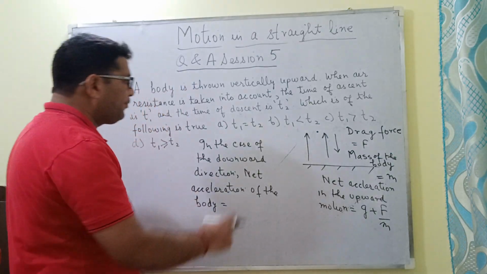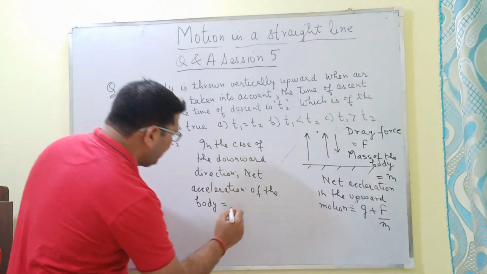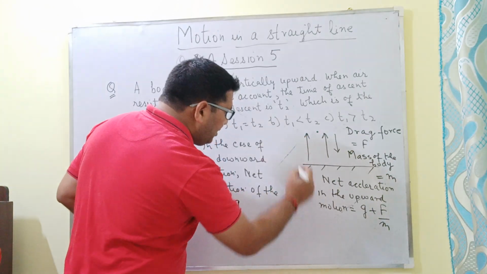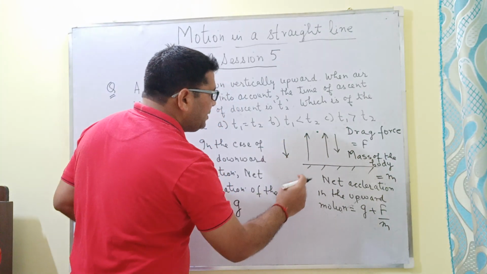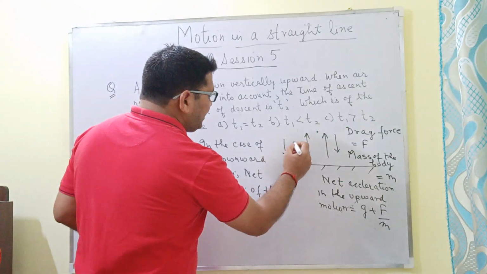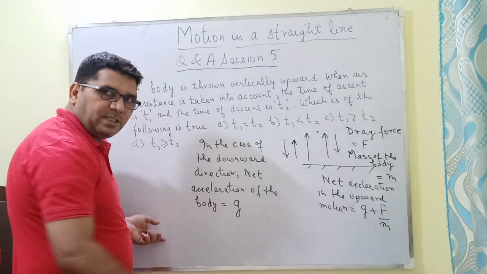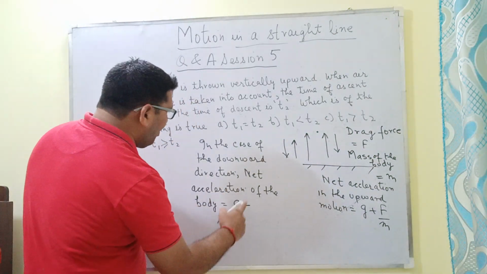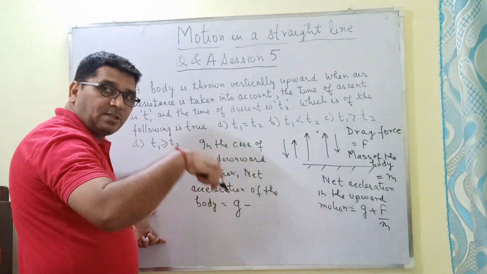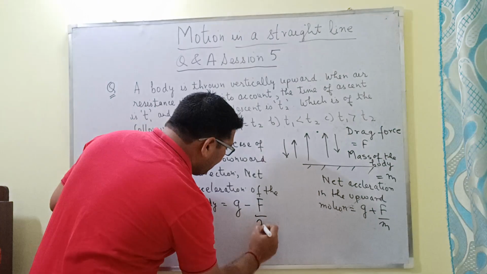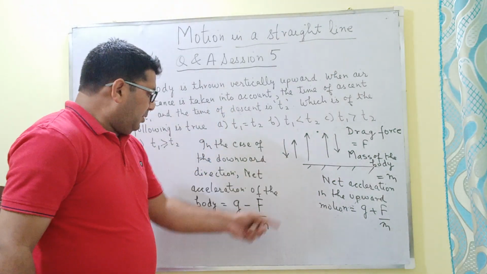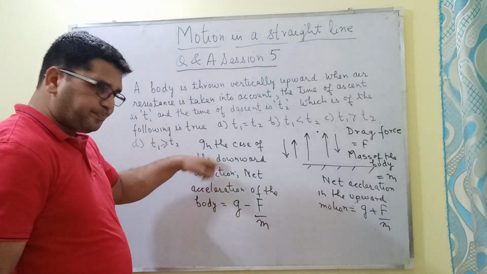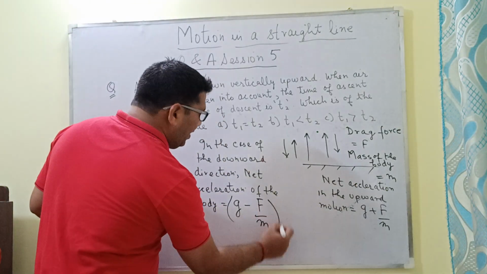And so in this case, the net acceleration of the body will be equal to g. This g, the acceleration due to gravity, is acting in the downward direction, and the acceleration due to the drag force is acting in the upward direction. So g is acting down and the acceleration due to the drag force is in the upward direction. So the net acceleration on the body when the body is coming down will be equal to g minus F by m. Okay, so this is the net acceleration of the body when the body is coming down. So these are the two values which we have got.